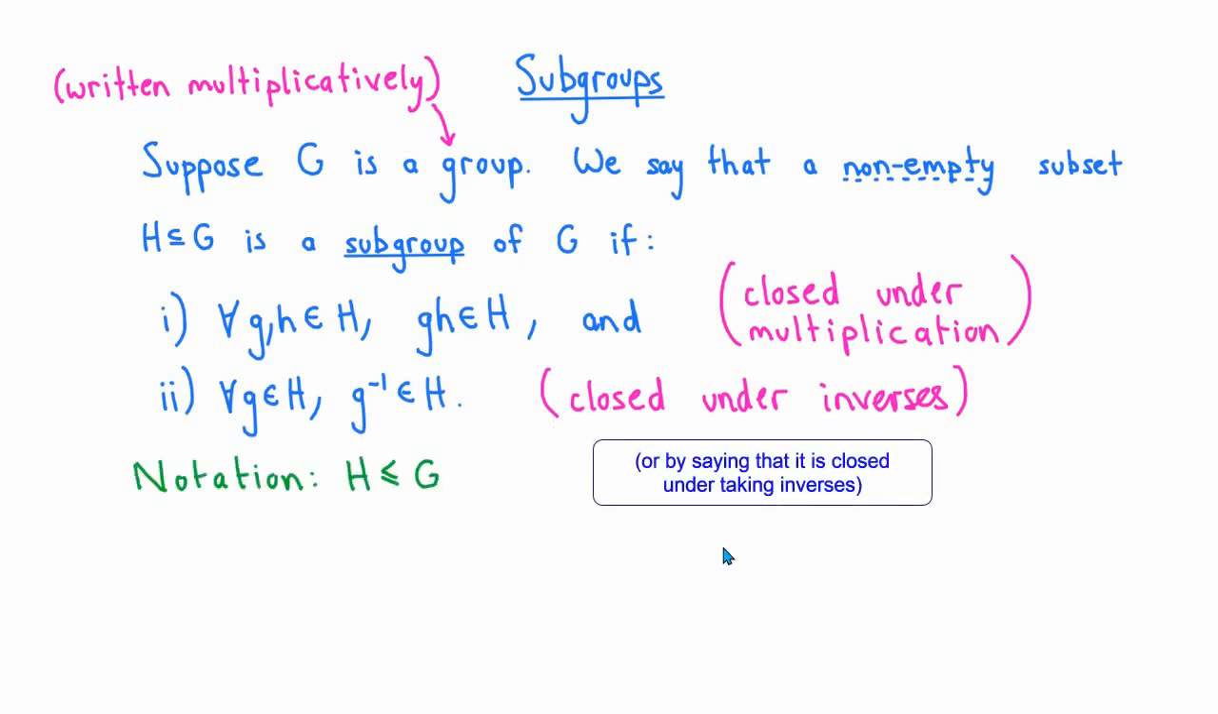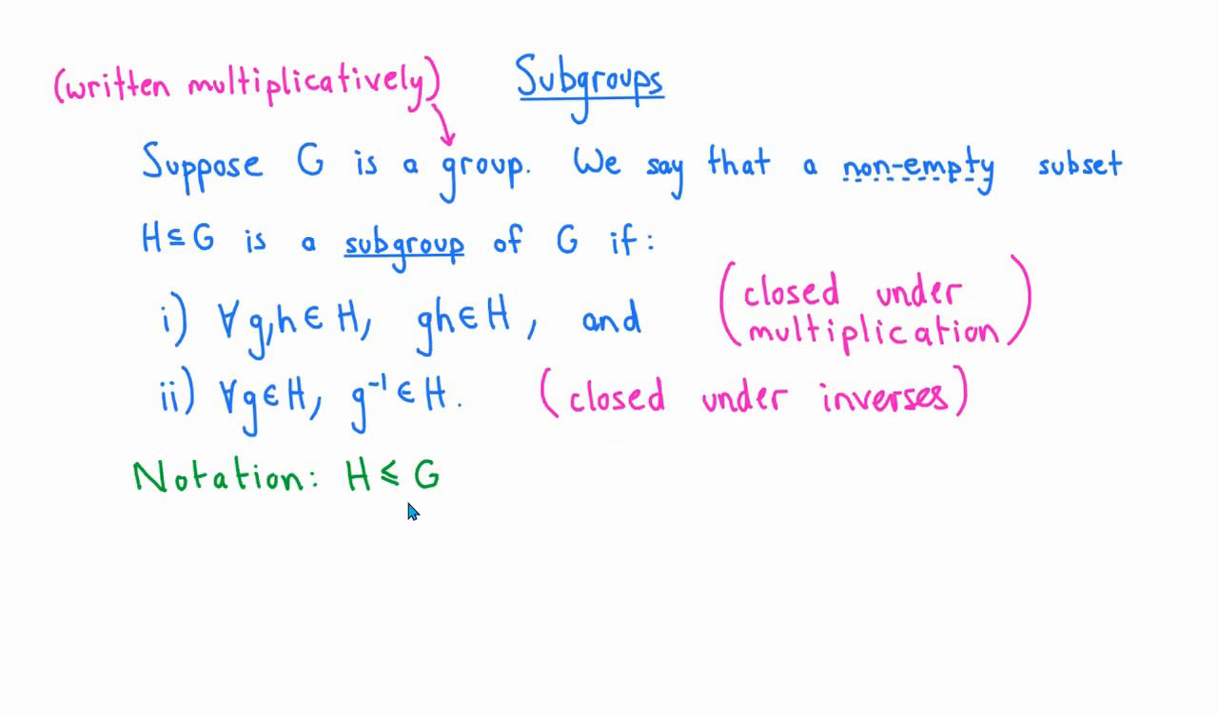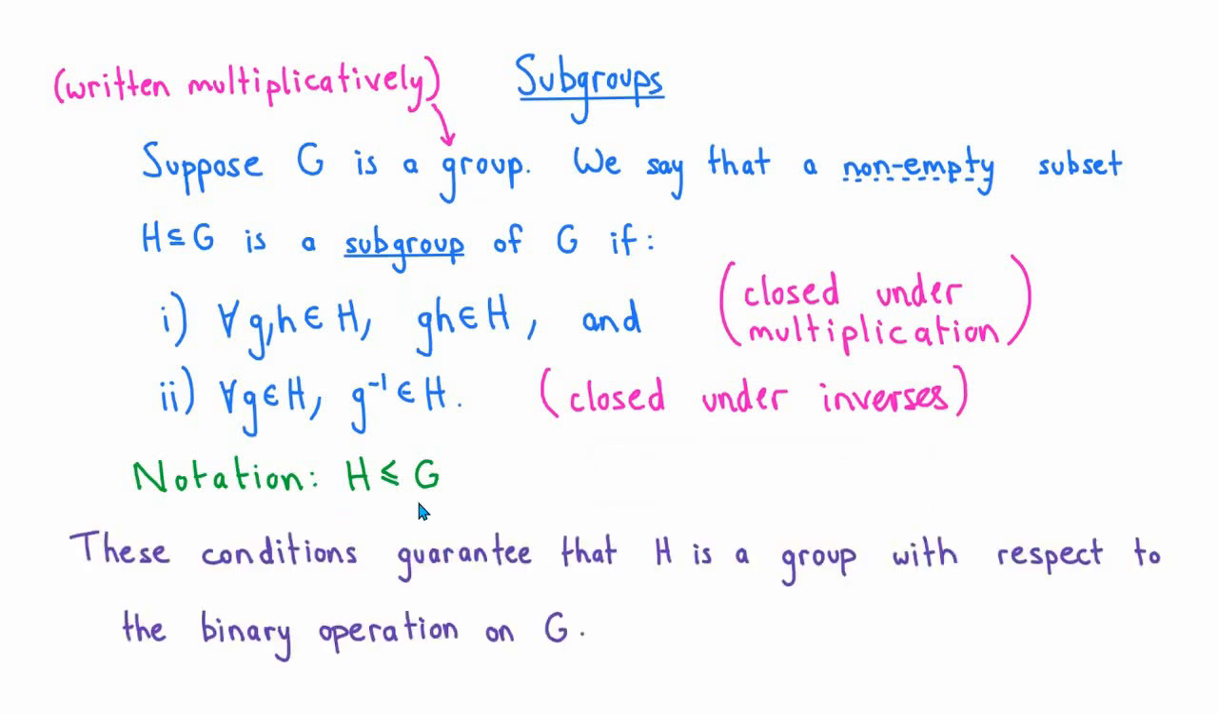A convenient notation for denoting that H is a subgroup of G is to write H less than or equal to G. Now, the first thing that I want to convince you of is that these conditions guarantee that H is a group with respect to the binary operation on G, so that this definition matches our intuitive understanding of what a subgroup of a group is. Let's go through the details of this claim just to verify that it's true.